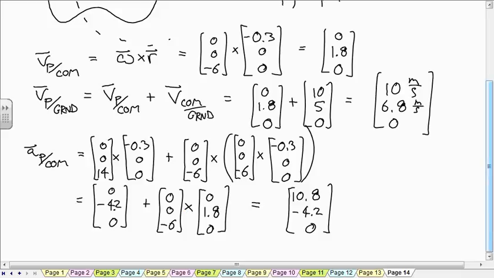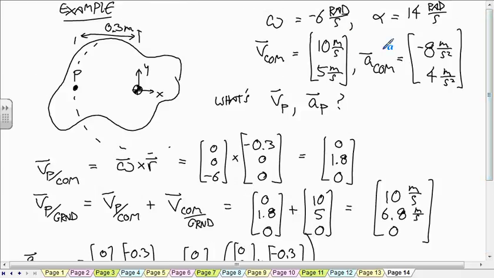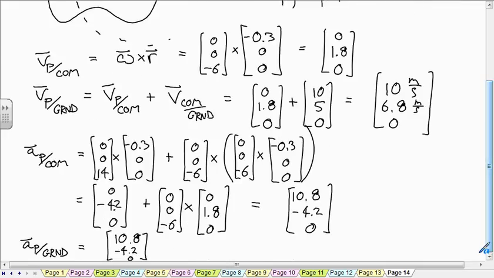And then the last step is to use the relative motion equations. So the acceleration of P relative to the ground is equal to 10.8, -4.2, 0, and then we add on the acceleration of the center of mass, and you get a value of 2.8, -0.2, 0. Any questions about that?